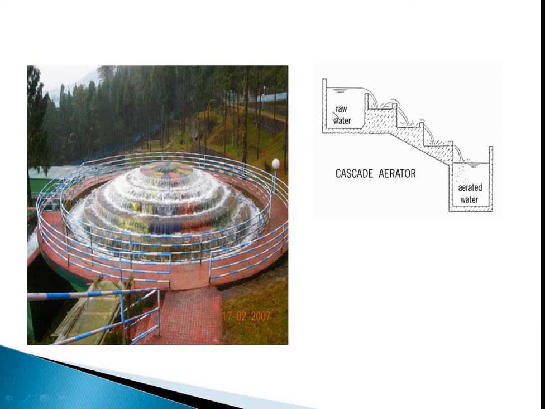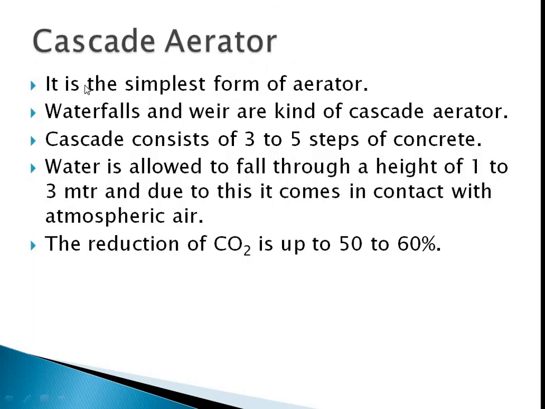So this is the actual working diagram. The raw water is first released from the top, and it flows from top to bottom under the action of gravitational force, and therefore it is called a gravity fall aerator, that is, the cascade aerator. This is the first type of aerator, and it is the simplest form. We release the water from the inlet pipe at the top of the cascade, and the water falls from one step to the last.